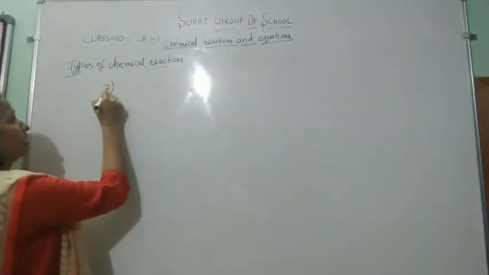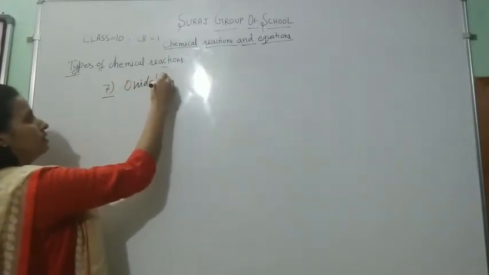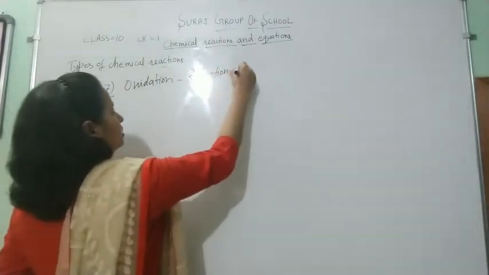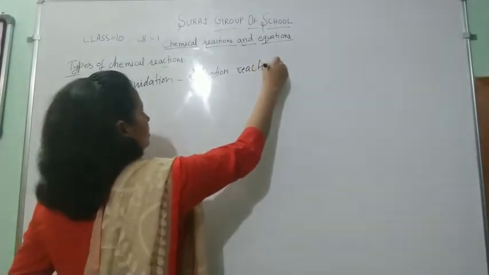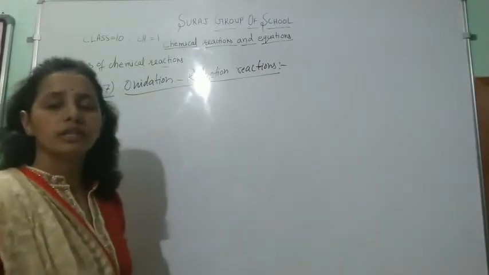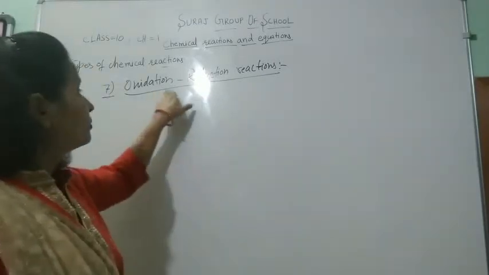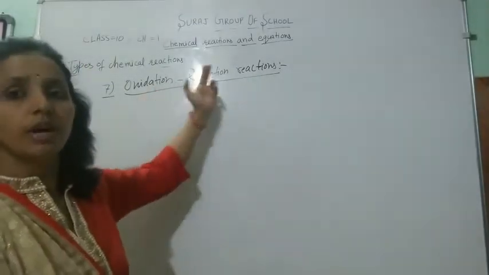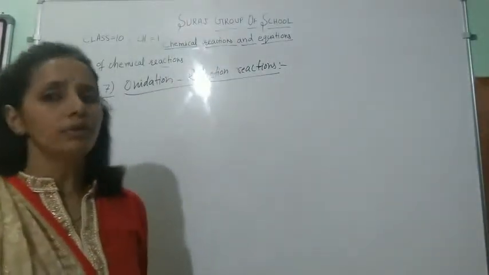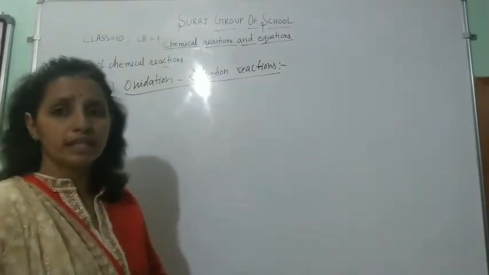The last type of chemical reaction is oxidation-reduction reactions. First of all, we will understand the terms one by one: what is oxidation and what is reduction? After that, we will take an example. We can understand this type of reaction with the help of an example or an activity.